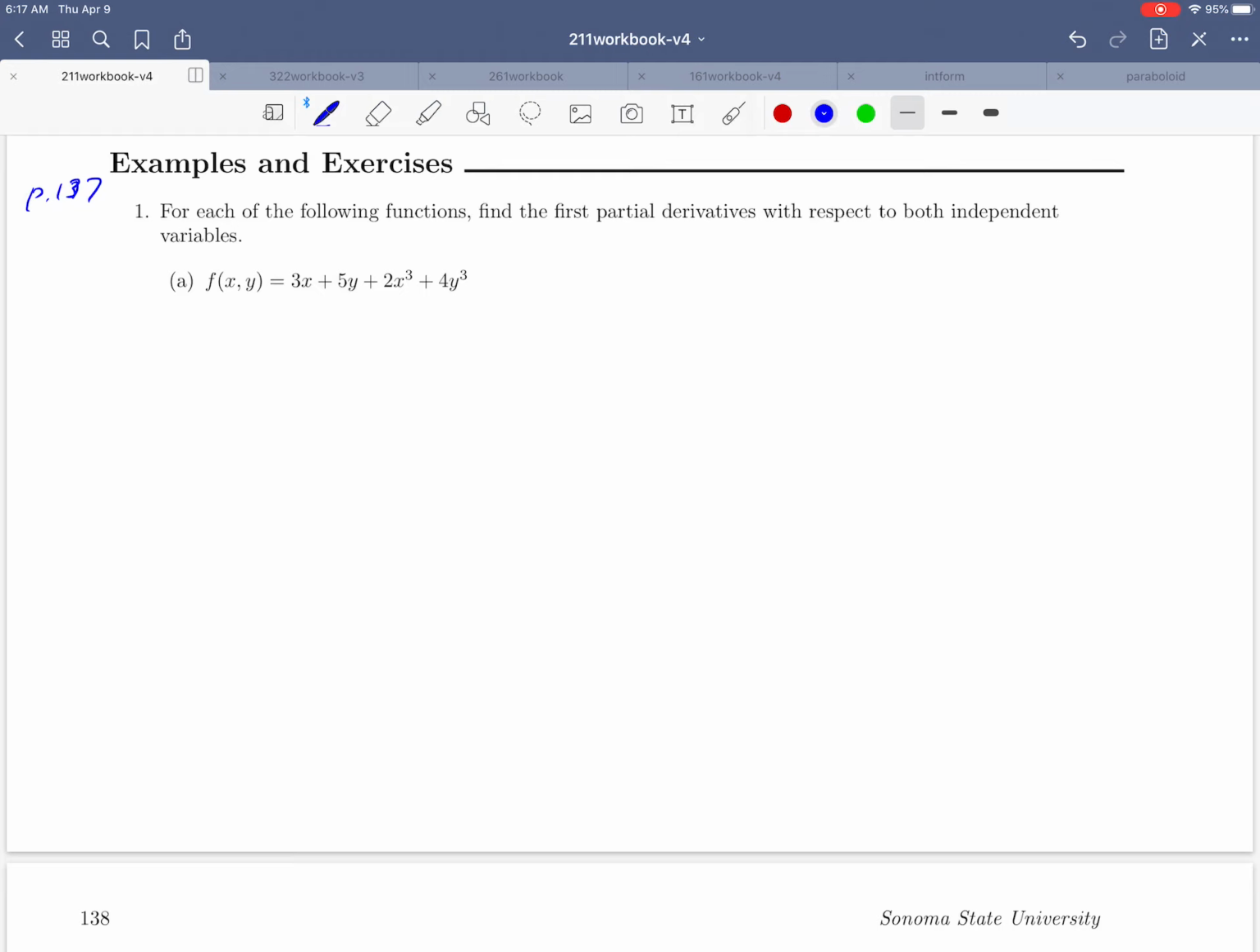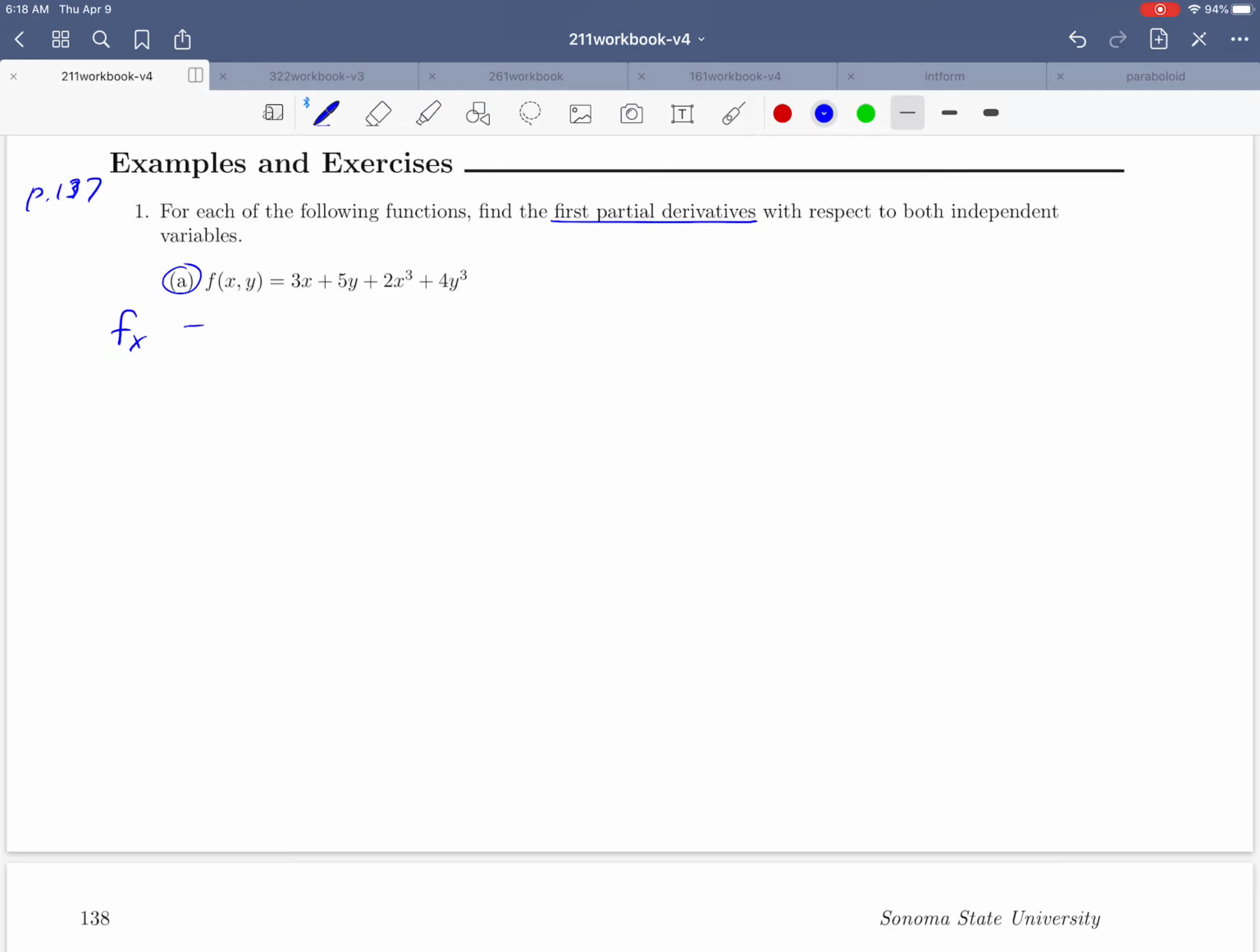So they're giving us functions and asking us to calculate the first partial derivatives of each function with respect to both independent variables, which is going to be x and y for these first few examples. Okay, and the good news is, if you can calculate an ordinary derivative, you can calculate a partial derivative. The process is going to be very much the same here. So let's start with the function that they're giving us in part A here and see if we can calculate fx, the partial derivative of f, in the x direction.